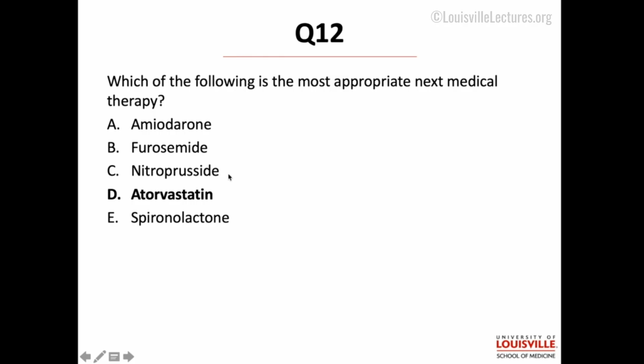Nitroprusside, only if we're thinking cardiogenic shock with a high SVR. And spironolactone, we do give this in the acute setting for MI if they have a low EF. You usually don't know that information until after they get their angiogram.